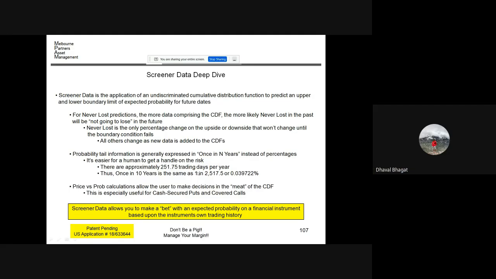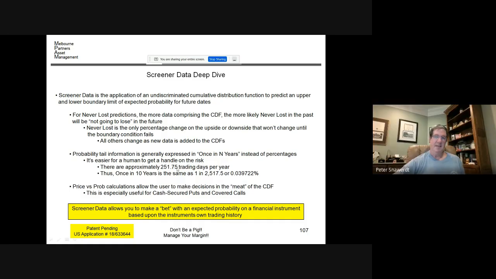Same, 1 in 1,250, right? This number, 251.75, I think, is really closer to 250 now because Juneteenth is now a holiday. So, 1 in 10 years is the same as 1 in 2,500. Just think of it that way. That's what it is. Saying it 1 in 10 years makes it sound like it's a lot, when in reality it's 1 in 2,500 or thereabouts. That's what it is. Okay.